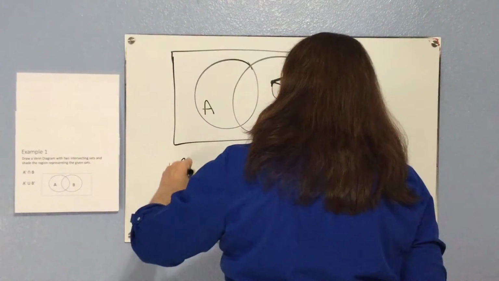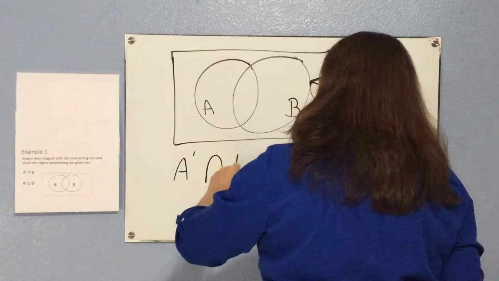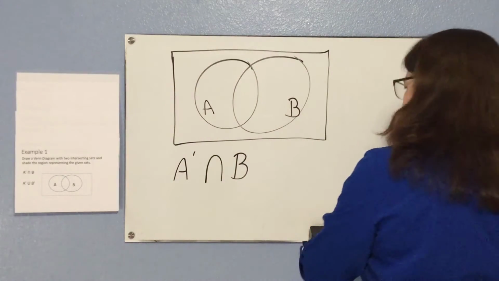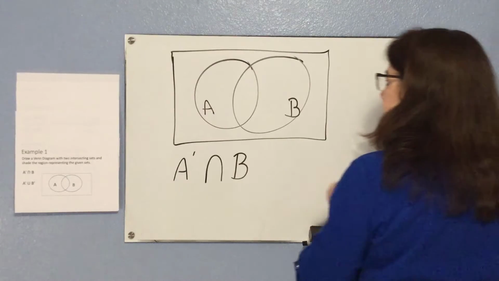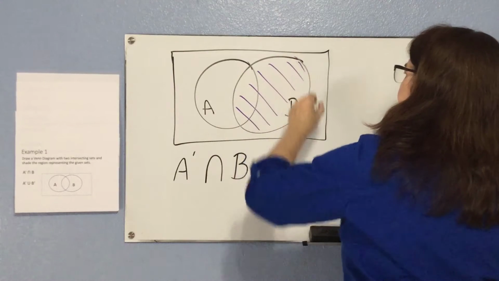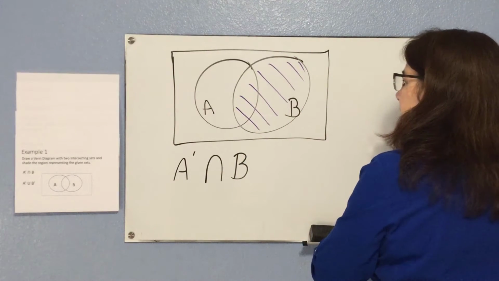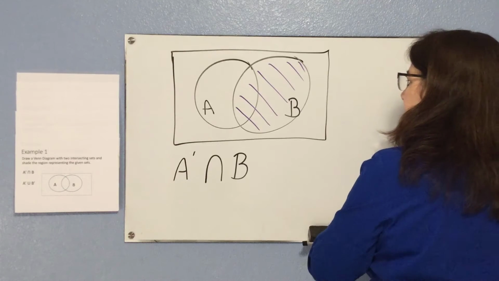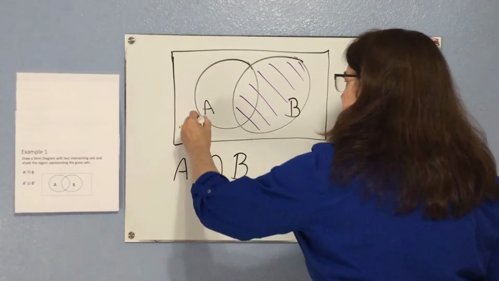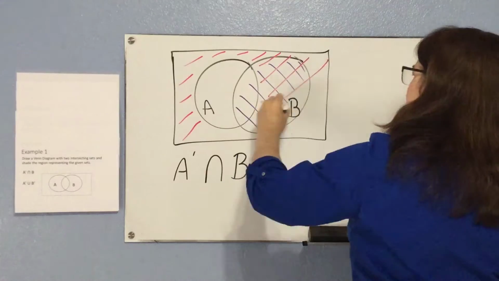My first set is A complement intersect B. So we'll start with B first. That's pretty easy. That would be this whole area inside the circle. And A complement would be the entire area that is outside circle A. So that would be here.